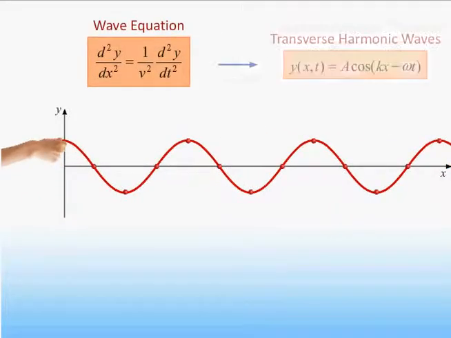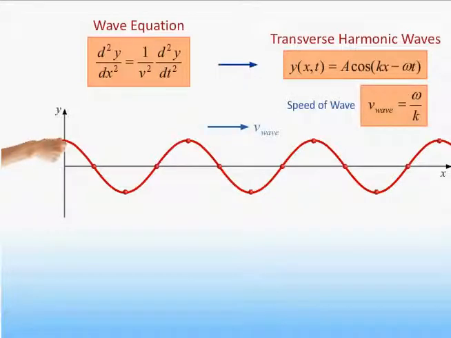We demonstrated that one such solution was the harmonic wave, with the speed of the wave being given by the ratio of the angular frequency to the wave number. We will now show that waves of any shape, not just harmonic waves, will satisfy this equation as long as the speed of the wave is constant.